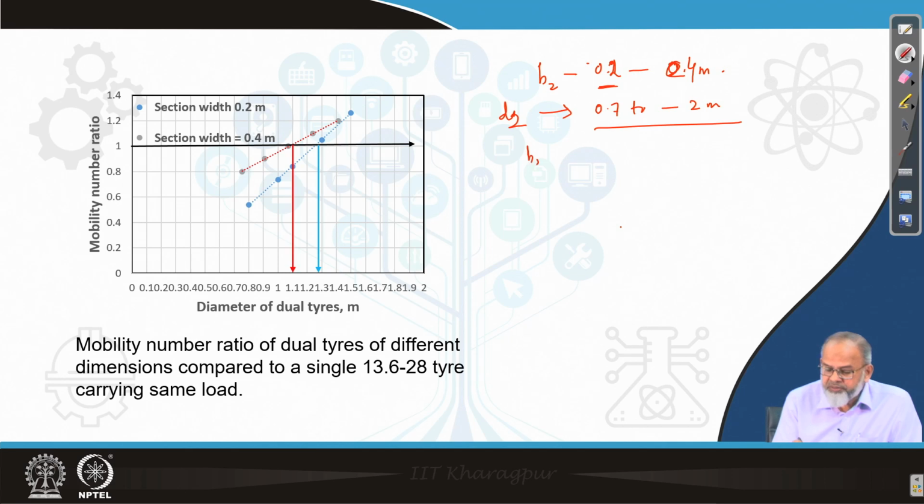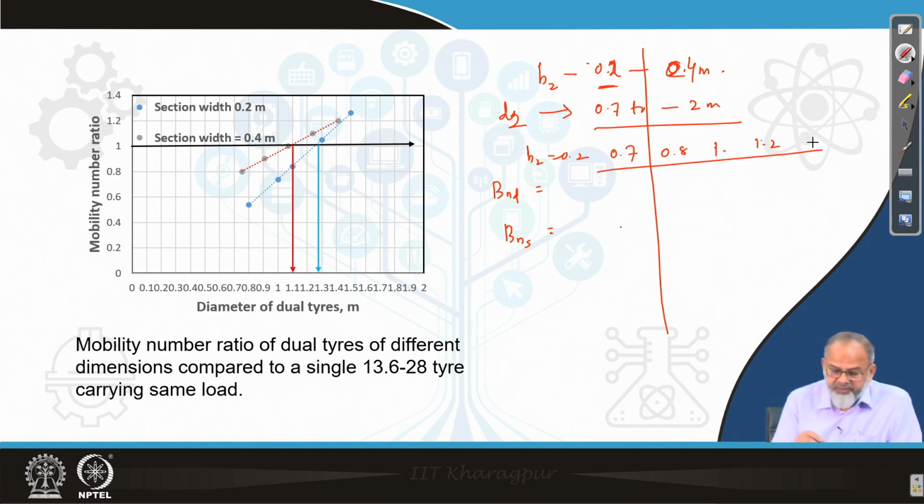So initially I took B2 as 0.2, then I tried changing the value of D2 and found out what is the BN dual. Now take the ratio from the single, the derivations which I derived for single tire. So if the ratio whatever I found, I try to plot it for different values of diameter. For a section width of 0.2, I varied 0.8, 1, 1.2 like that. Then I try to plot it. So this is for section width 0.2 meter.